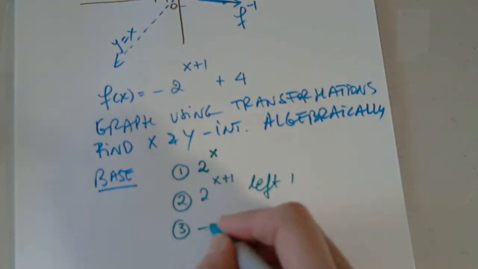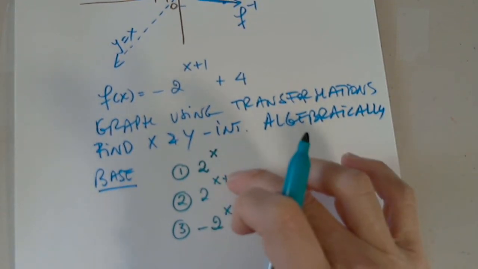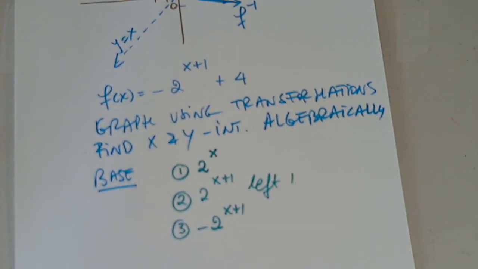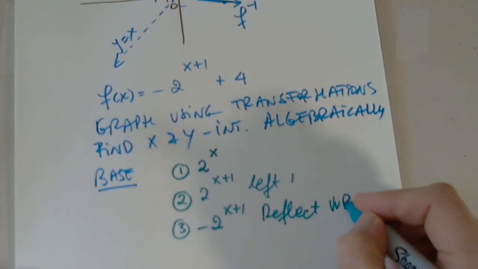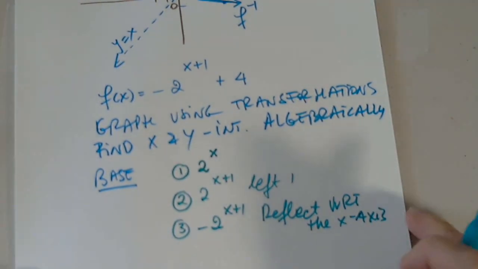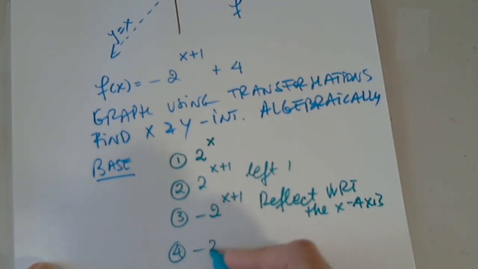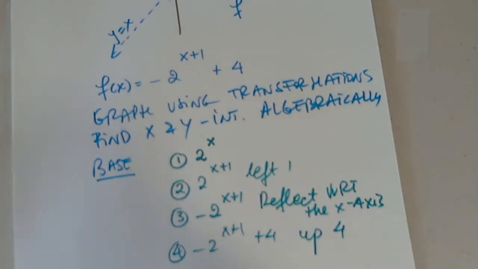Number 3, negative 2 to x plus 1. What will this transformation do to this one? Reflected. Very good. Reflect with respect to the x-axis. Very good. And number 4? It's going to go up. Thank you very much. Great job. Good. Let's graph all this.